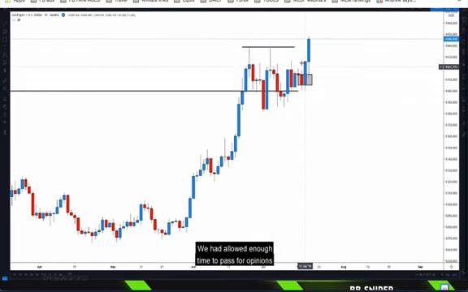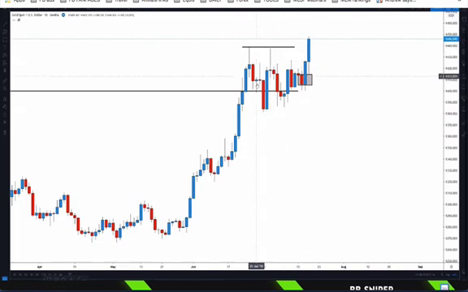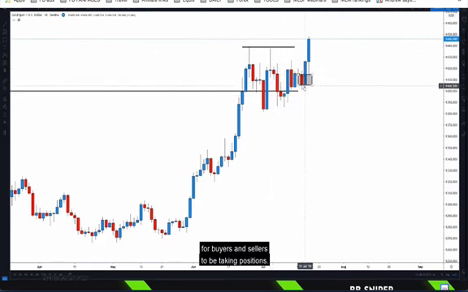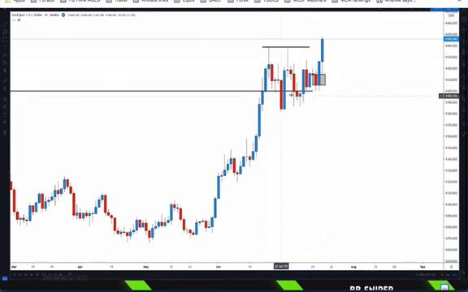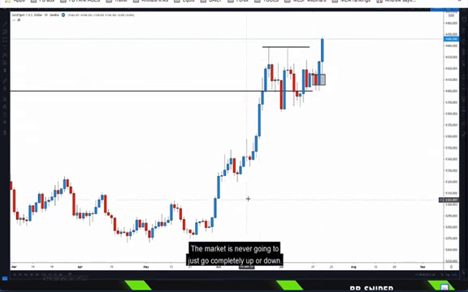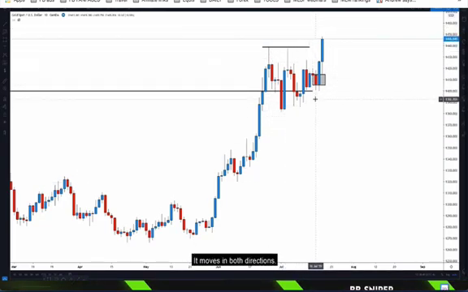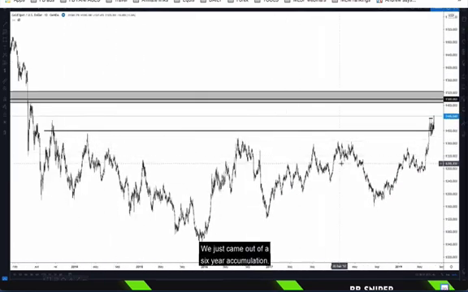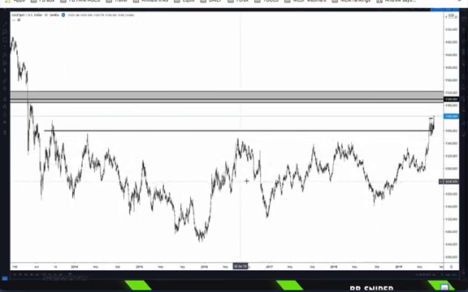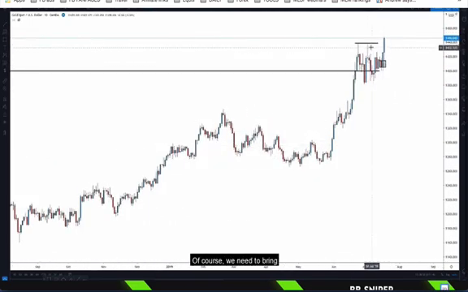We had allowed enough time to pass for opinions to come into existence, for buyers and sellers to be taking positions. And remember, movements like this are natural. The market is never going to just go completely up or down. It moves in both directions. We just came out of a 6-year accumulation. Of course, we need to bring some new structure into existence.